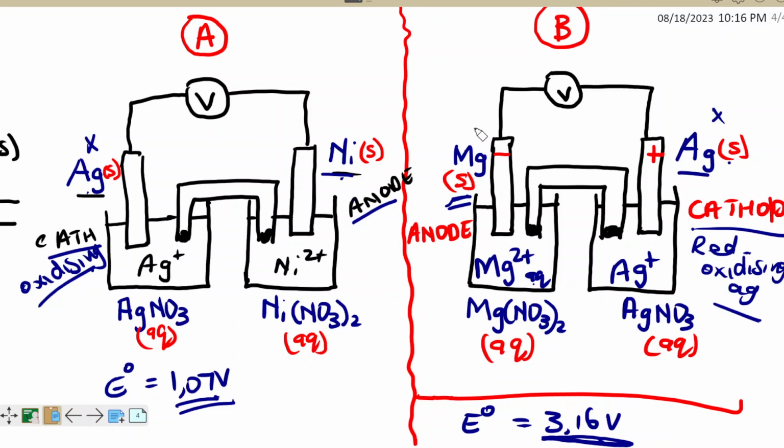So now we have identified the magnesium as a stronger reducing agent than nickel. Because magnesium is a stronger reducing agent than nickel, the conclusion is that the cell in option B should have the higher potential than that of A. Why? Because the reducing agent in option B is stronger than the reducing agent in option A. That is the reason.